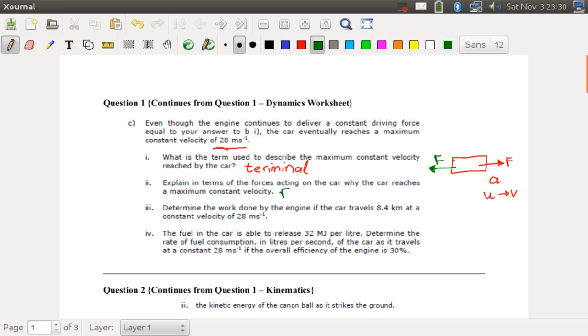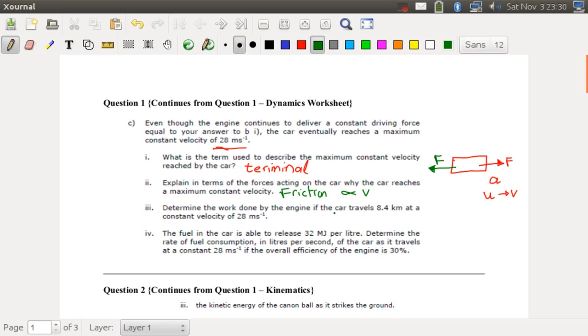So friction is proportional to velocity, and friction will increase until the forces balance each other out. So you just need to write a little sentence explaining that.